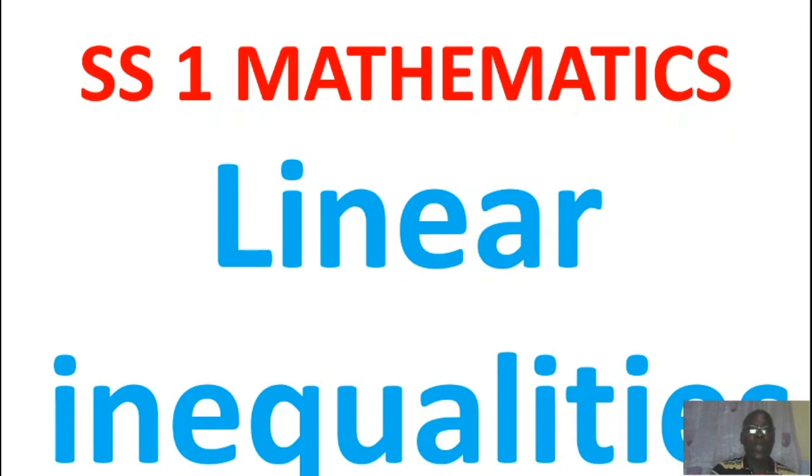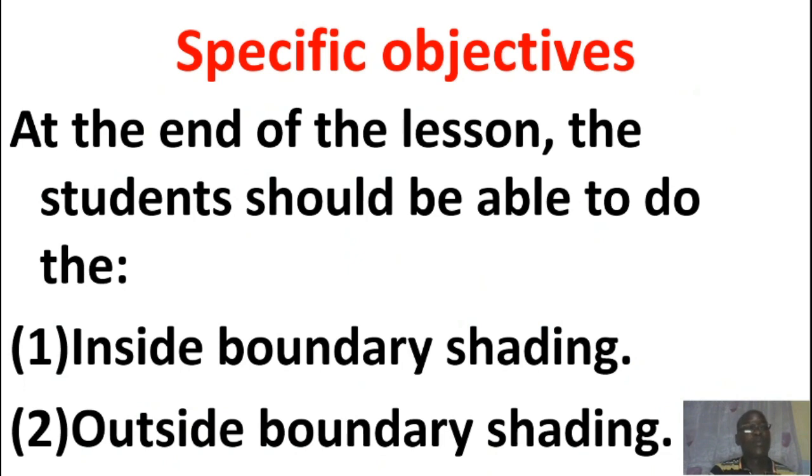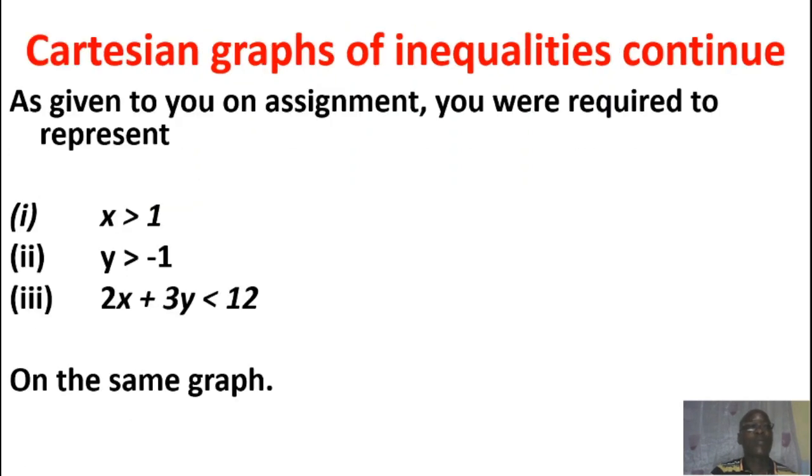We are still continuing with our linear inequalities. Our specific objective, at the end of the lesson, the students should be able to do the following: the inside boundary shading of the Cartesian graph of inequalities, and then the outside boundary shading of the Cartesian graph of inequalities. The Cartesian graph of inequalities continues.